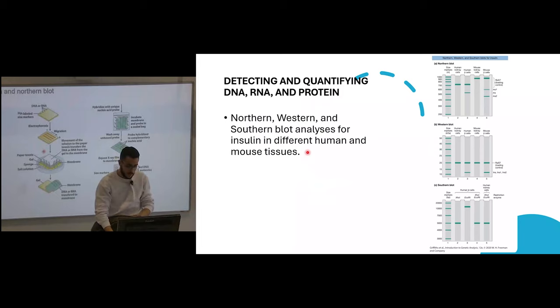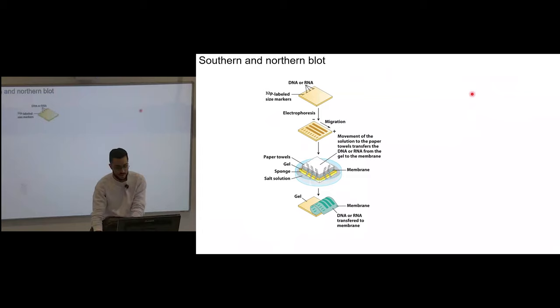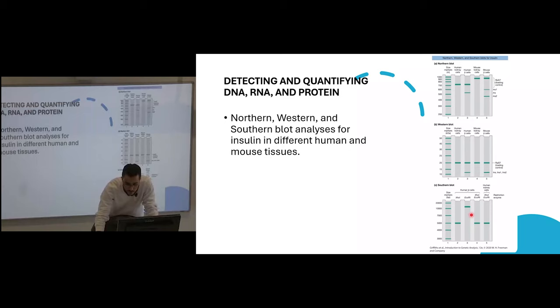What else? Just another way from the book showing the different things. Let's take an example here. Northern is what, RNA or DNA? I don't even remember. Southern is DNA. So this here is RNA, this is protein, this is DNA, okay?